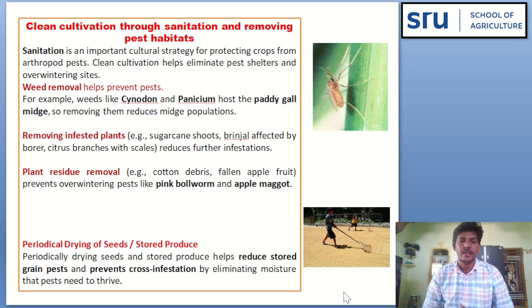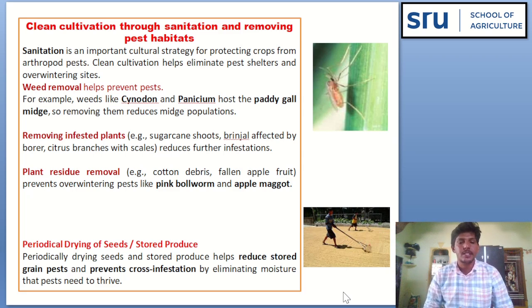Removing infested plant parts. Removing infested plant parts, in case of sugarcane, that is sugarcane shoots, brinjal affected with fruit borer, and citrus branches with scale, can reduce further infestation. Plant residue removal, that is cotton debris and fallen apple fruits, can manage pink bollworm and apple maggot. So, clean cultivation through sanitation and removing habitat, through weed removal, removal of infested plant parts and plant residues, helps in managing so many insect pests.